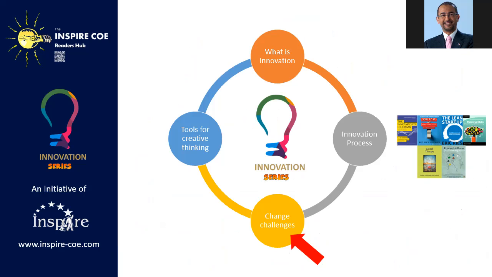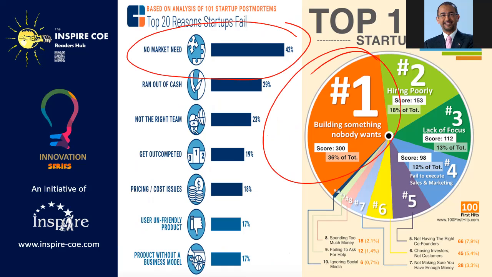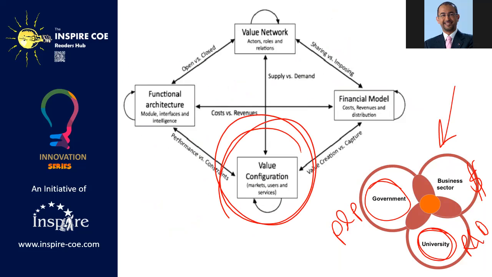When we look now at the change challenges, why do people fail to change and why is innovation facing a lot of challenges across the world? The main reason is not having a market need, and people sometimes do things that people do not want. That's why, if we go back to the model of Christensen, it starts with the value configuration. We have to look at the need for the market and why people need a product before we just move forward with ideas. It's very important that the ideas have value and the users are requiring it.